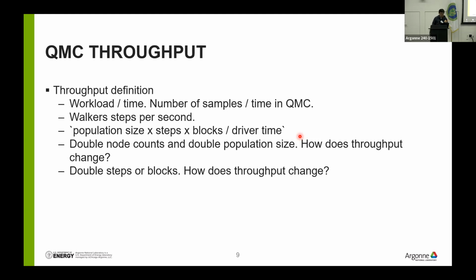Okay, second question is, if I double the steps or blocks, how does the throughput change? Yeah, it doesn't change because you double the time as well when you double the steps or blocks. Okay, so these are not options for us to improve the efficiency. So when we are talking about GPUs, what we want is to maximize efficiency per GPU. So we talk about the throughput per GPU, right?